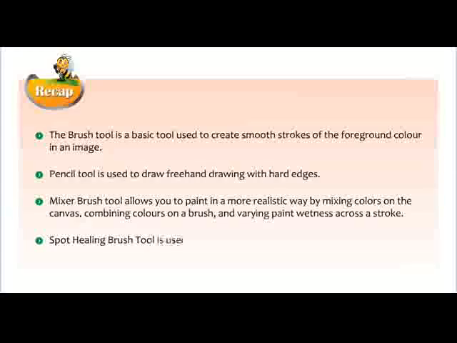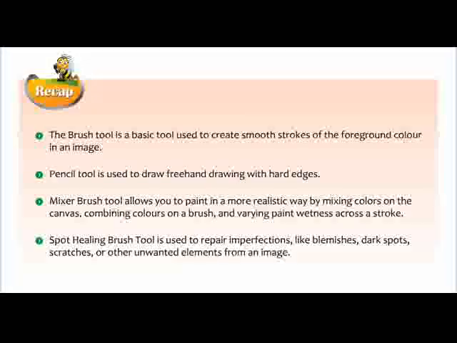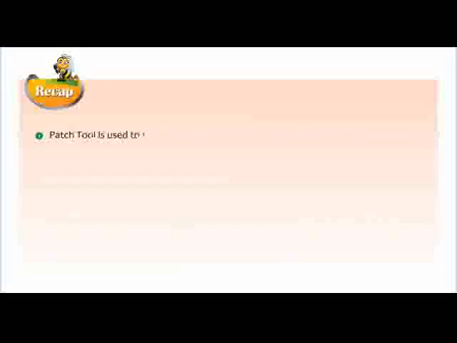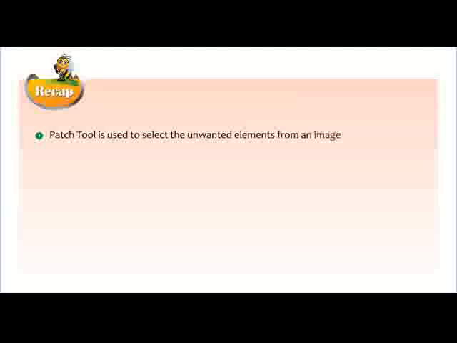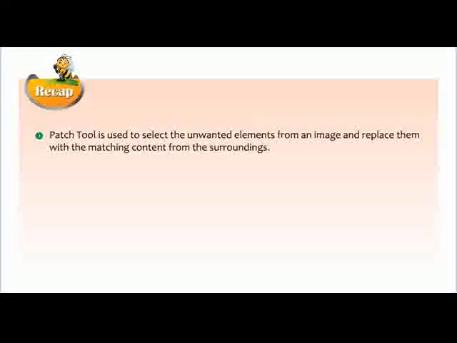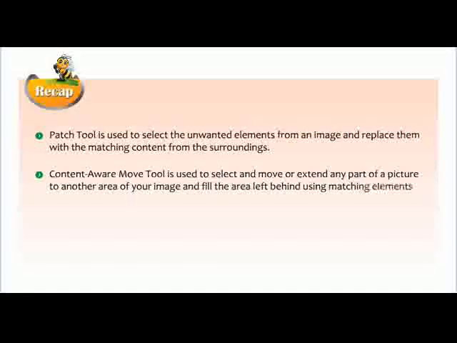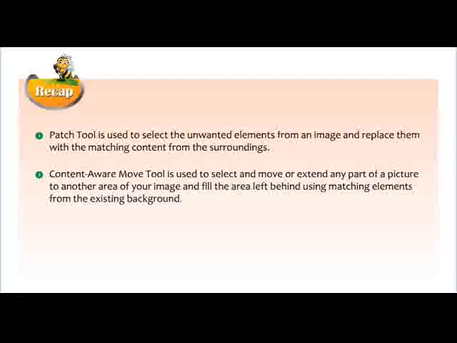Spot healing brush tool is used to repair imperfections like blemishes, dark spots, scratches, or other unwanted elements from an image. Patch tool is used to select the unwanted elements from an image and replace them with the matching content from the surroundings. Content-aware move tool is used to select and move or extend any part of a picture to another area of your image and fill the area left behind using matching elements from the existing background.